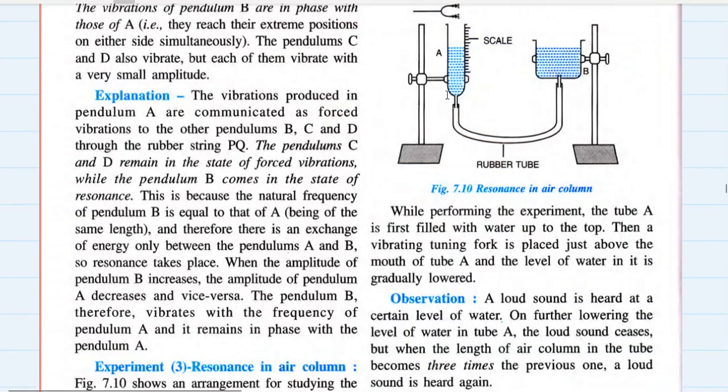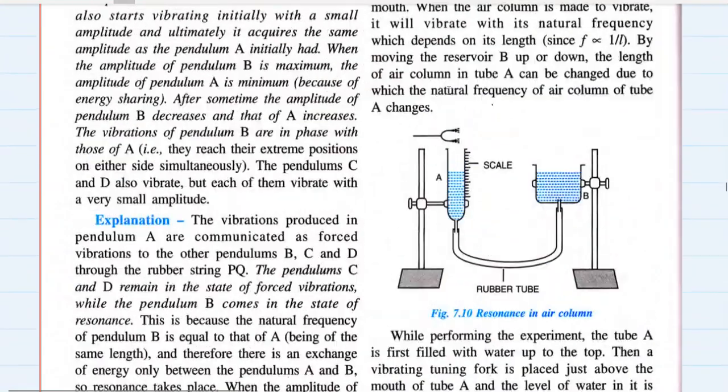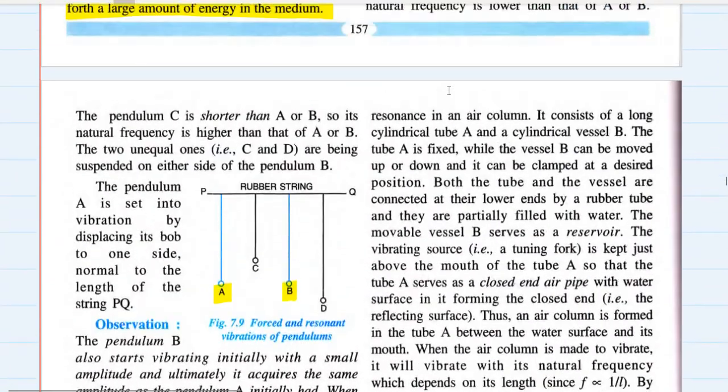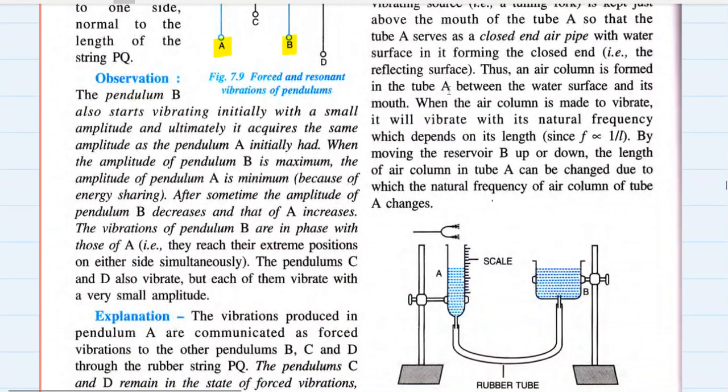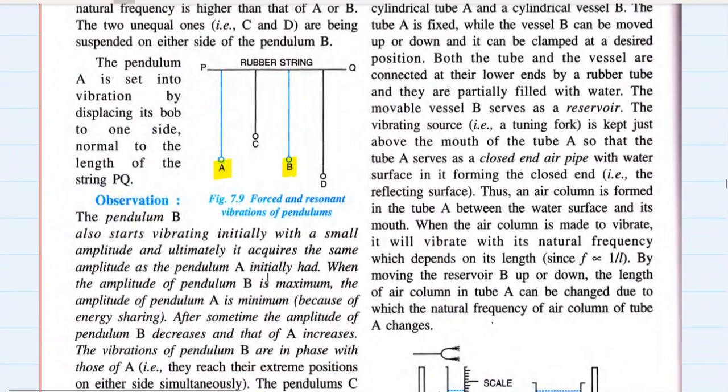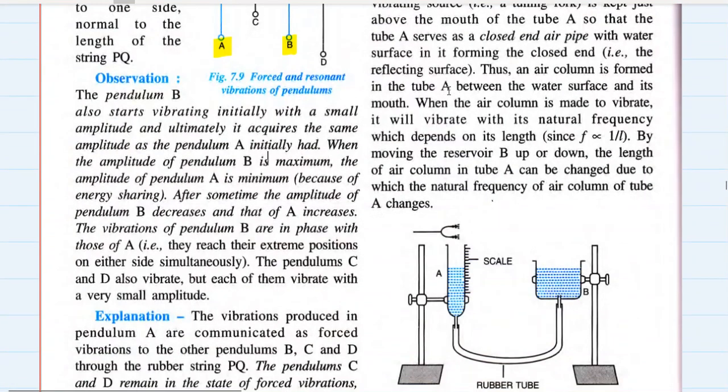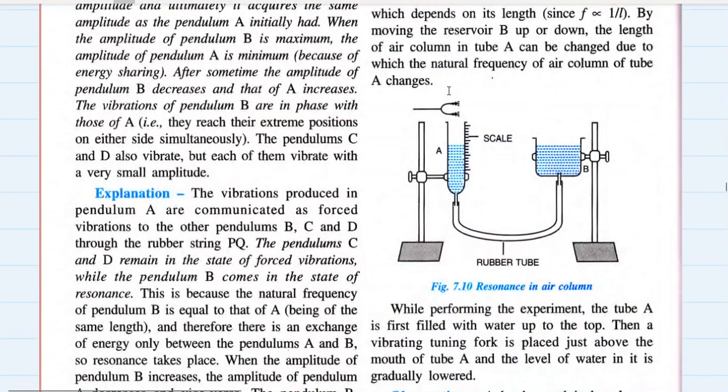ठीक है, so एक चीज ऑब्जर्व होती है, जैसे ही एयर कॉलम की लेंथ कम होती है, शॉर्ट होती है, तो फ्रीक्वेंसी ऑफ वाइब्रेशन इंक्रीजेस, the air column starts vibrating with a greater frequency as the length of air column is decreased, and at certain lengths of air column loud sound is heard. So these lengths are the resonating lengths.